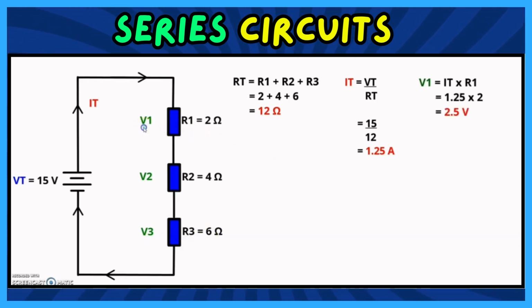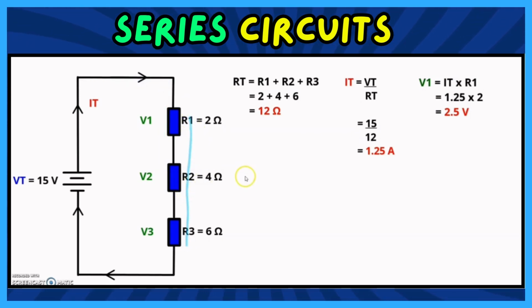Next, I will be calculating the voltage drops over each one of my resistors. So my voltage drop V1 over resistor R1 is going to be my I total times R1, which is 1.25 multiplied by 2, which gives me 2.5 volt. The reason why I use I total is because, as I said in the beginning, this is the only current that is flowing in the circuit, because we're working with a series circuit.